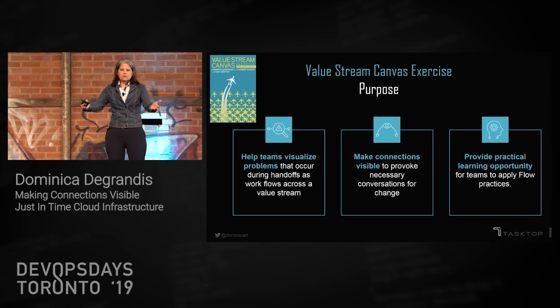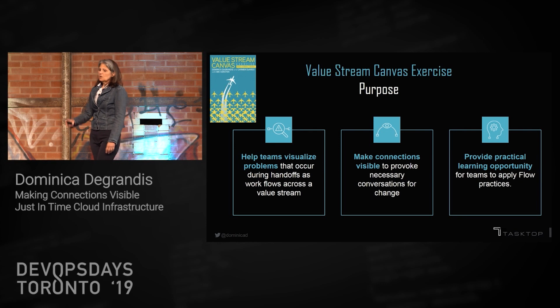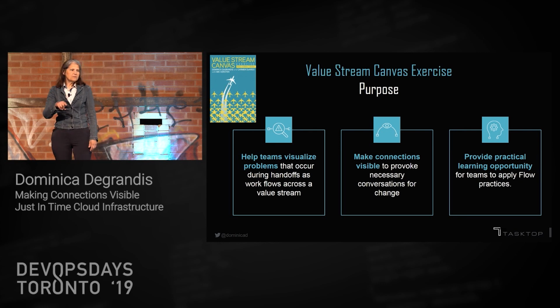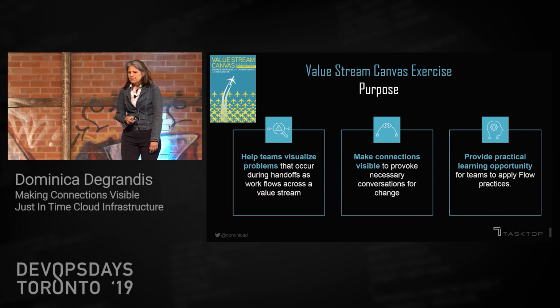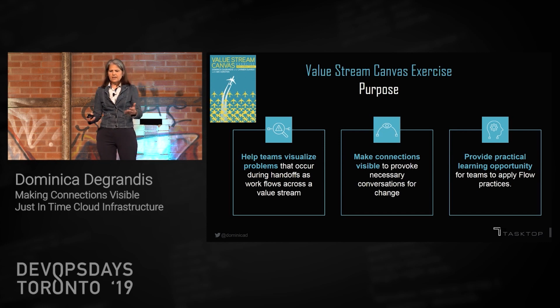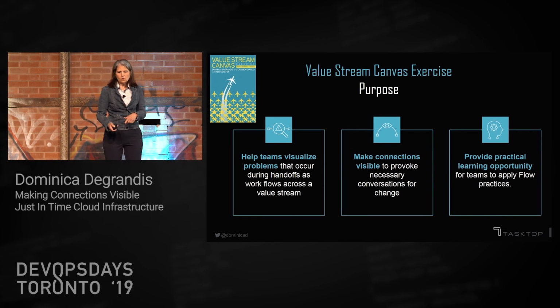So I want to give you this exercise. It's an experiment, really. It's a way to visualize problems that occur during handoffs as work is flowing across the value stream. There is a process. Everybody has a process. And like Deming says, are you in control of your process, or is your process in control of you?